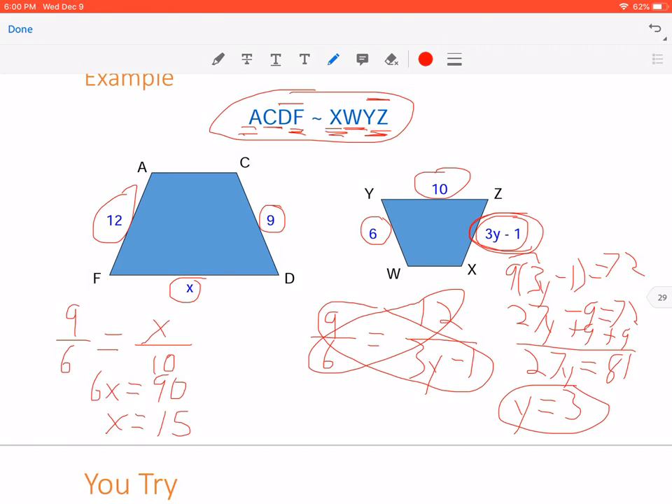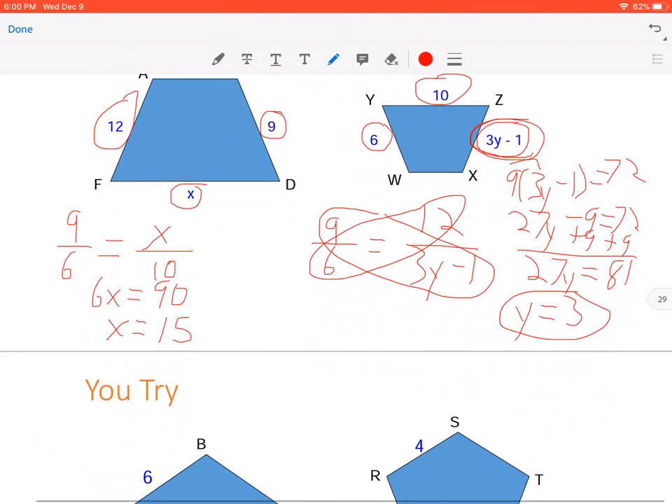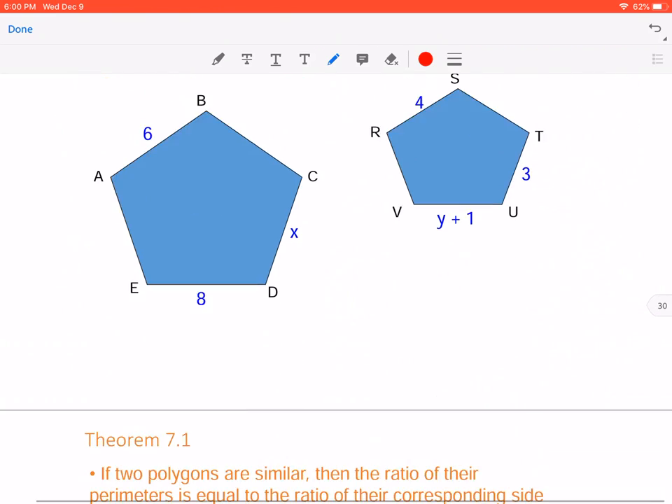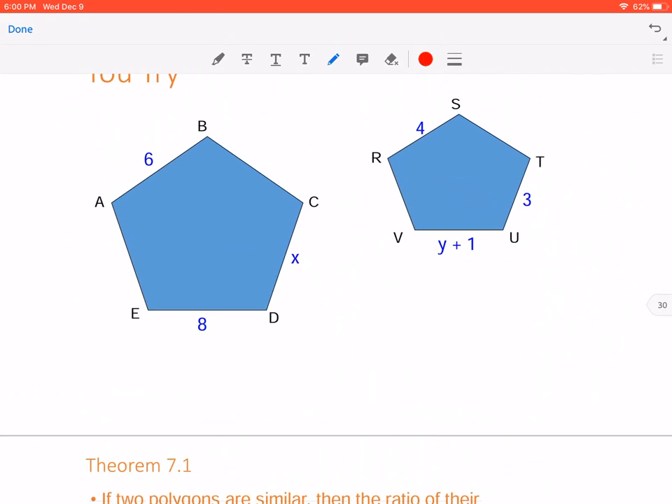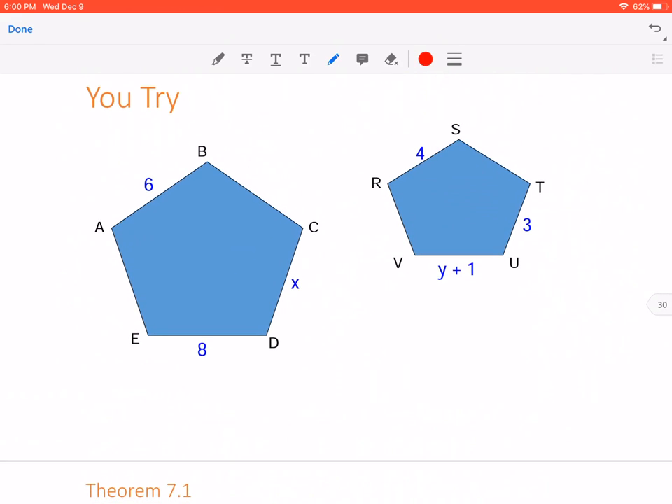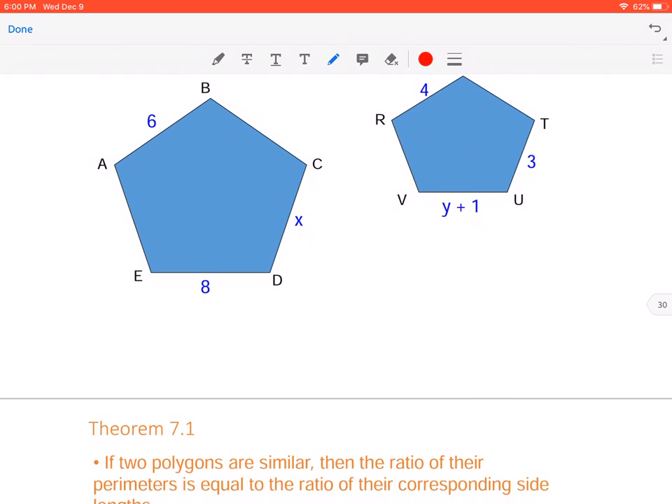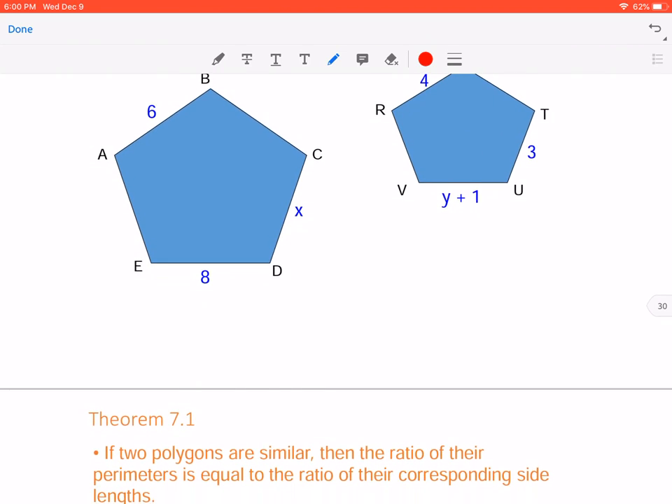All right. And we'll do this one in class, so I'm not really going to worry too much about that one. It's almost exactly the same as what you just did.